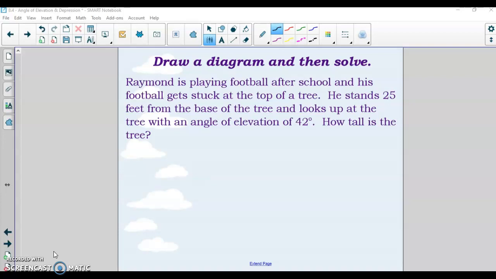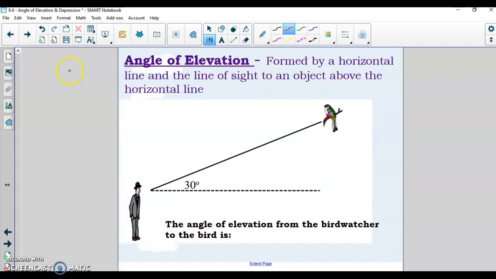So before we can actually get into drawing a diagram and solving this problem, we need to talk about what an angle of elevation actually is. An angle of elevation is an angle formed by a horizontal line, and I'm underlining that because it's important, and the line of sight to an object above the horizontal line.